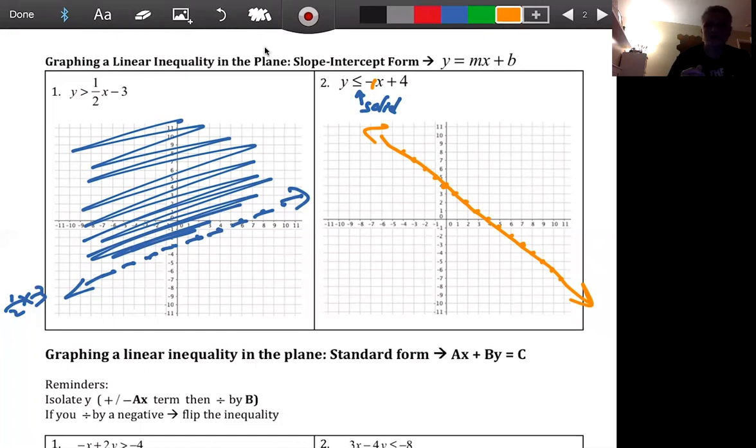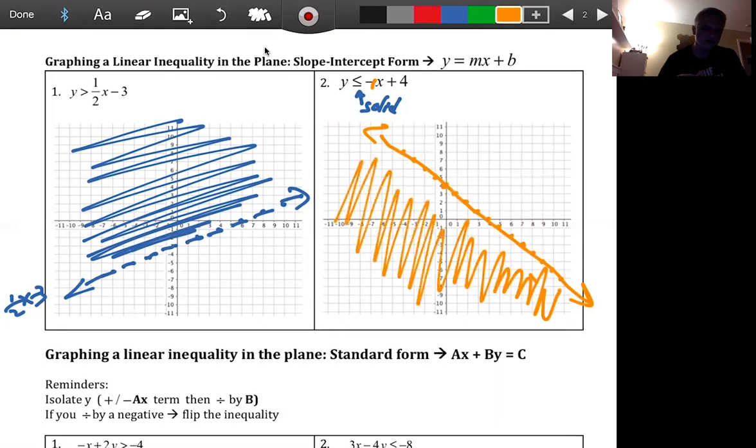So we graphed the boundary line. We saw that it was solid. Finally, we want to shade less than or equal to. Less than or equal to is going to be below, under.